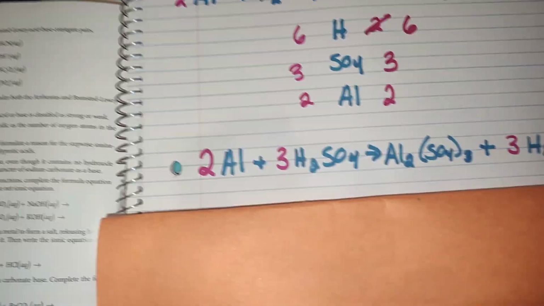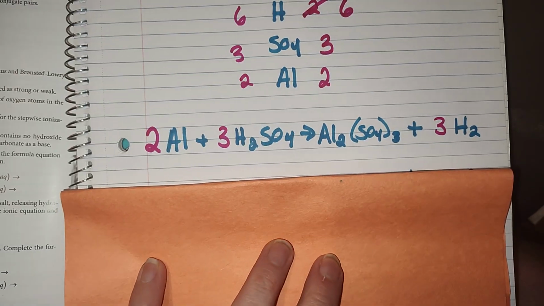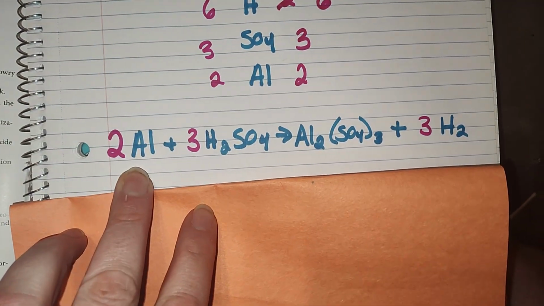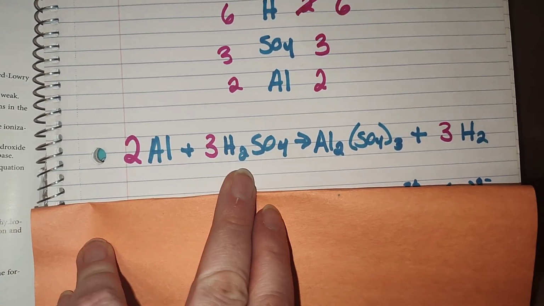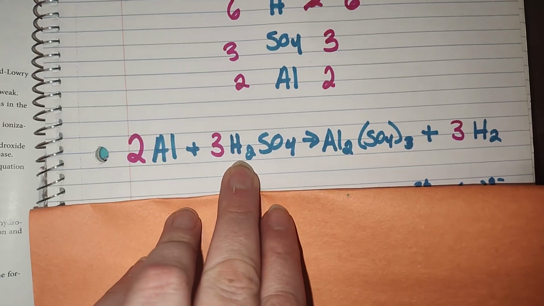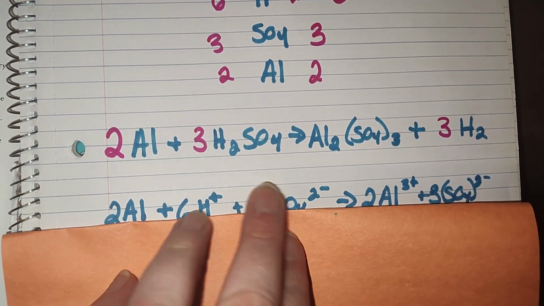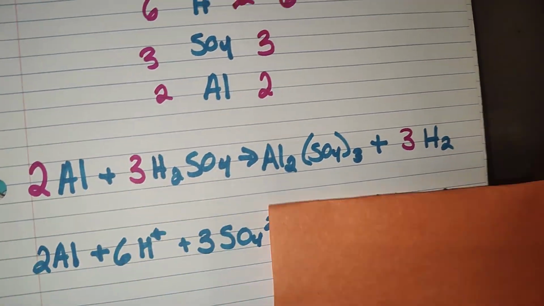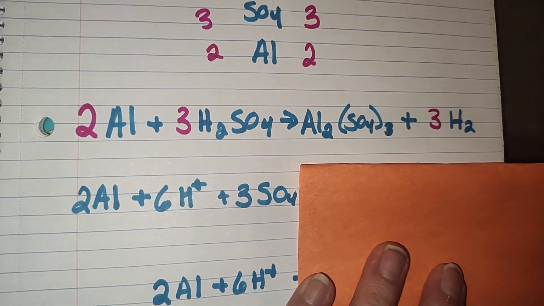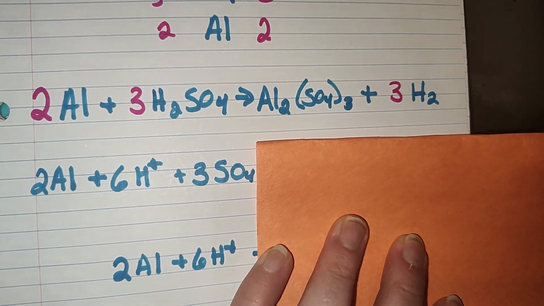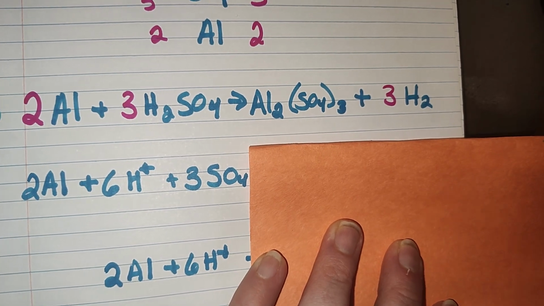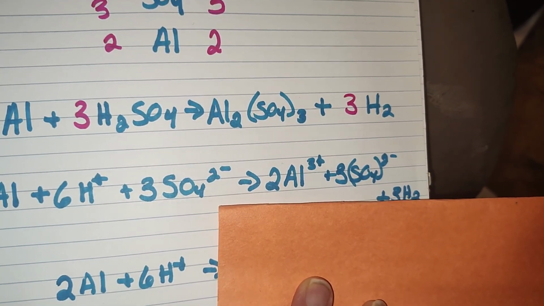After that, it asks us to split it into the ions. So this is not an ion. This is a pure element. These are ions. So this is going to be your +1s, and this is going to be your -2s. So that looks like this. And then same over here. The aluminum and the sulfate are going to exist as ions like this.